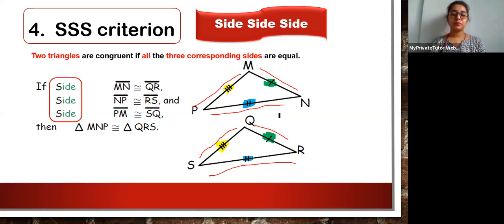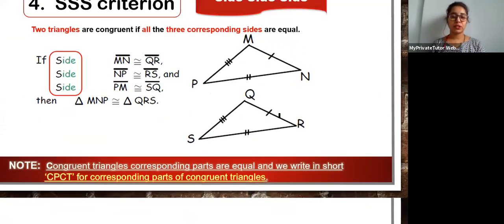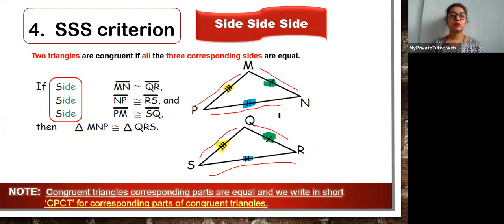Now I'll give you a minute again so you can check the whole part once again. So the SSS criterion is side. Two triangles are congruent if all the three corresponding sides are equal. So if all the three sides of both triangles are equal, then they are congruent by what? By the SSS test. Now let's get into the next part.